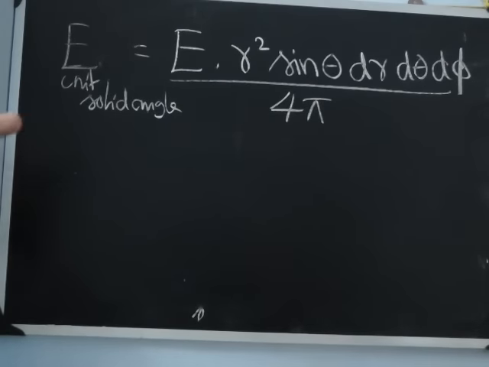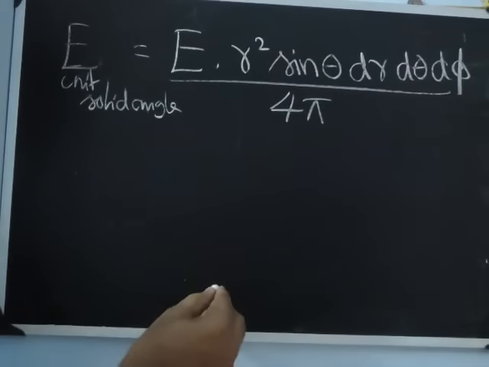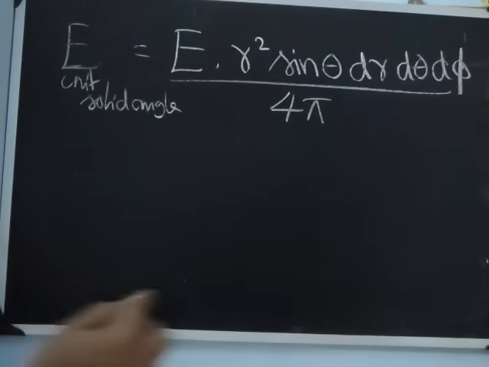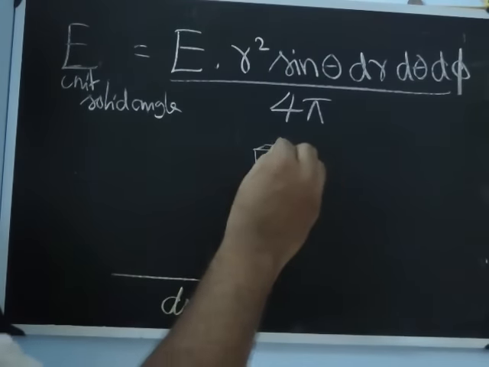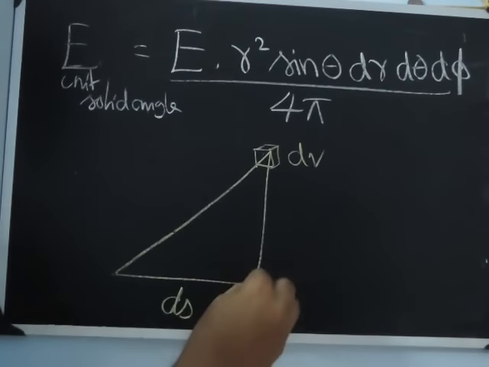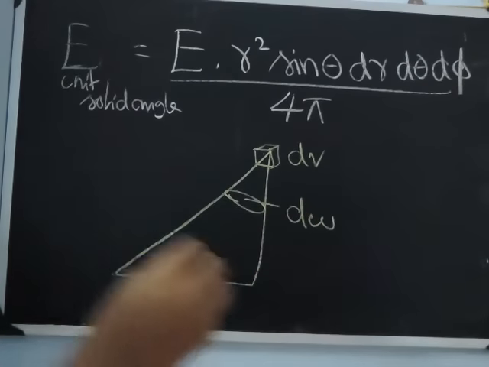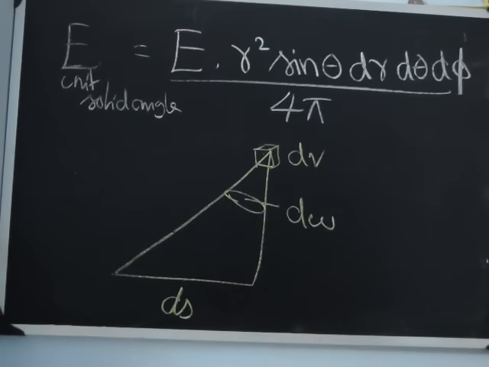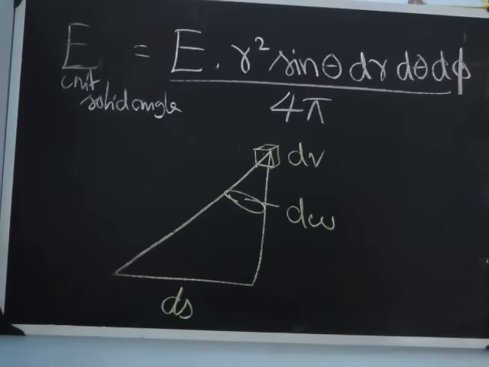Now I want to know how much of this energy comes to my surface dS. For that I have to find out what is the solid angle subtended by my surface from this volume. So we have a dV volume here. What is the solid angle subtended by my surface? So this solid angle, what is this called? This is d omega. I have to find the solid angle. d omega into this will give me the energy coming towards my surface area.